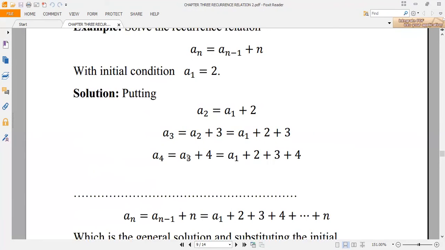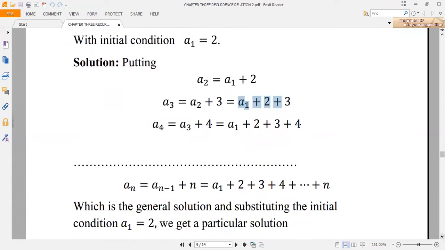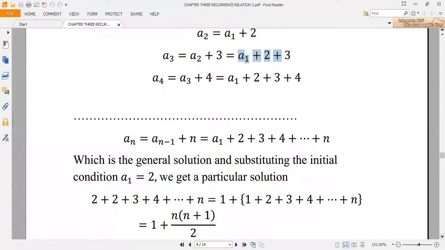a4 is a3 plus 4, but a3 is a1 plus 2 plus 3, which is a1 plus 2 plus 3 plus 4. In such a way, an is an minus 1 plus n, which is a1 plus 2 plus 3 plus 4 plus, like that, plus n. So which is the general solution, and substituting the initial condition, a1 which is equal to 2, we get a particular solution.